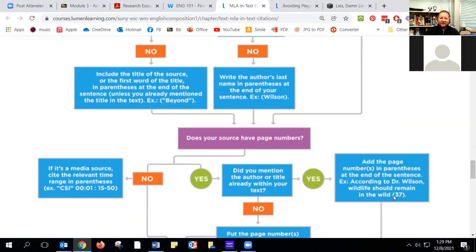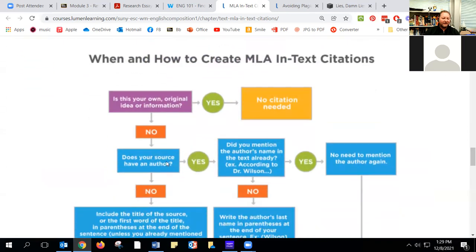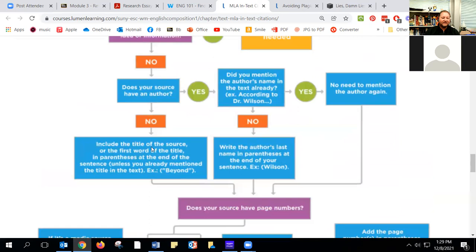I didn't have to put Wilson in my parentheses here because I put it in my signal phrase here. But if I didn't put it in my signal phrase, it would have to be in the parentheses before 37, right? So you can follow this flow chart. Is it my own information? No. Does it have an author? No, it doesn't. Well, then include the title of the source or the first word of the title in parentheses at the end of the sentence, right?